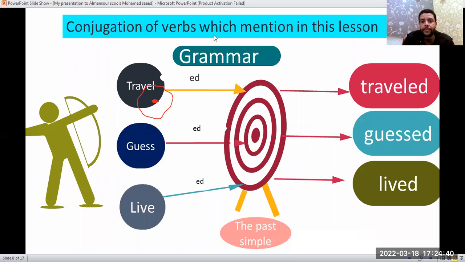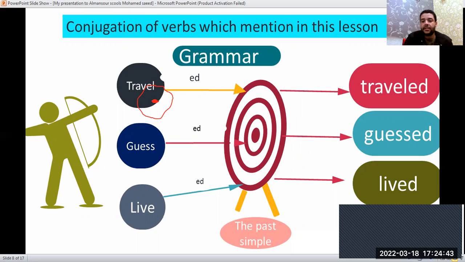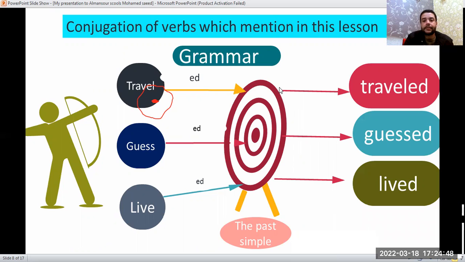And conjugation of verbs mentioned in this lesson. In this lesson, we use the past simple, when we talk about something that happened in the past, like yesterday, last week, last summer, last winter, last weekend, last morning, last night.